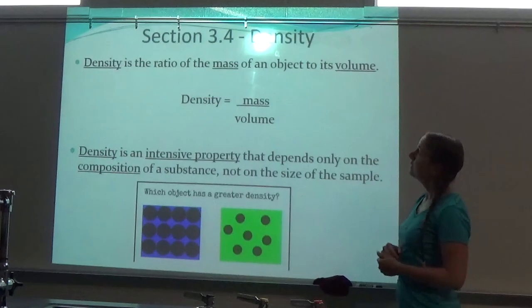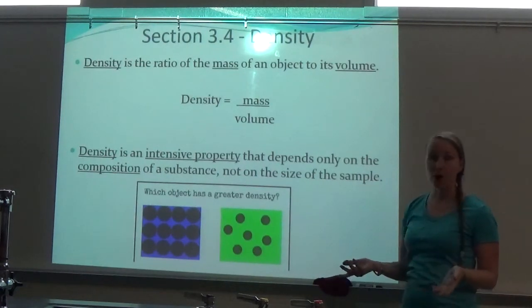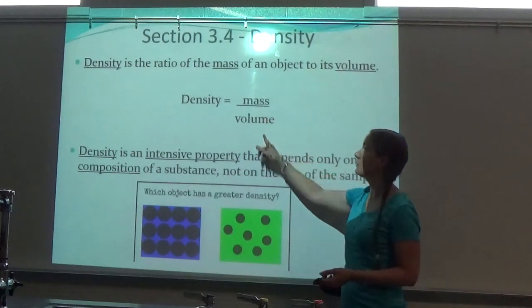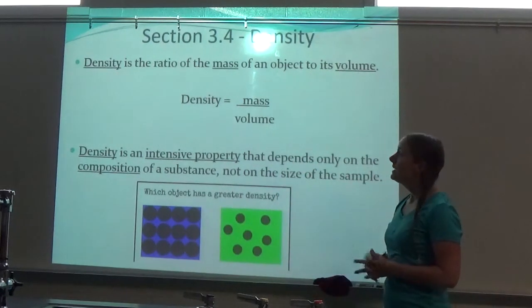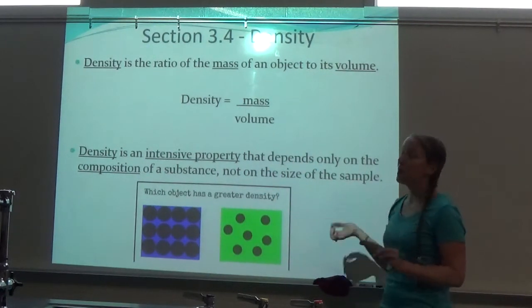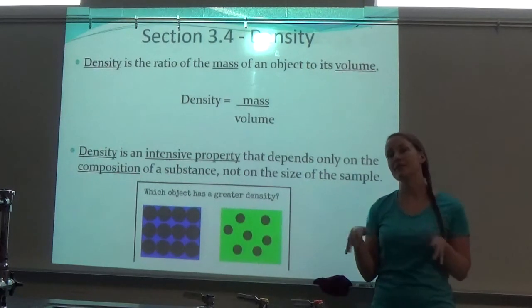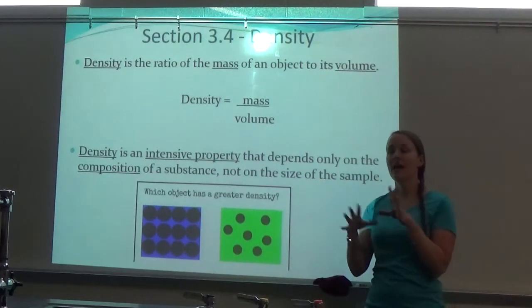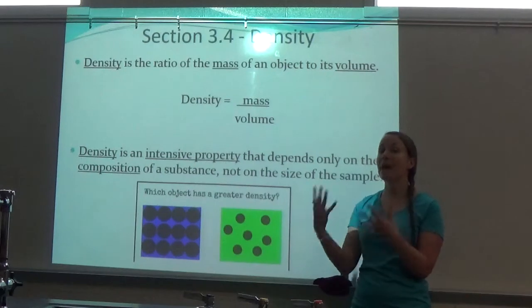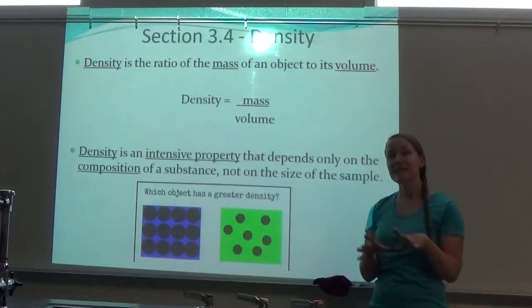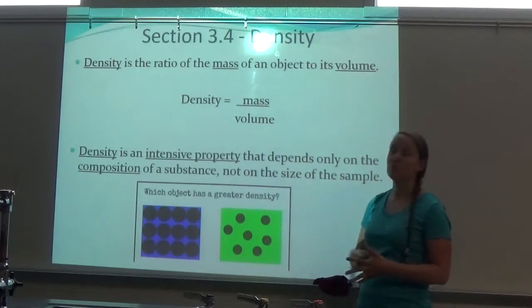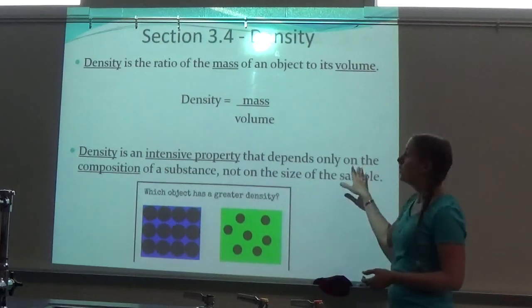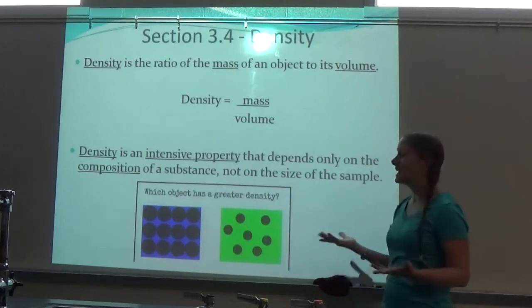So density is the ratio of the mass of an object to its volume. So its formula is density equals mass over volume. You'll see me write D equals M over V. Density is an intensive property. So if you remember from chapter 2, we talked about the difference in extensive and intensive. Extensive depends on the amount, so mass depends on the amount. Intensive depends on the type of substance, so color or density would be an intensive property. And it only depends on the composition, not the size of the sample.